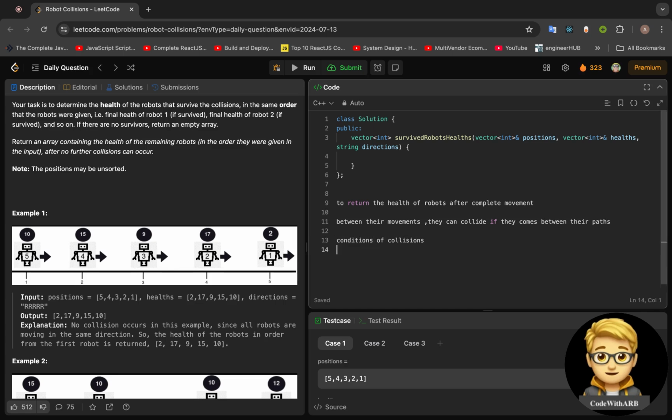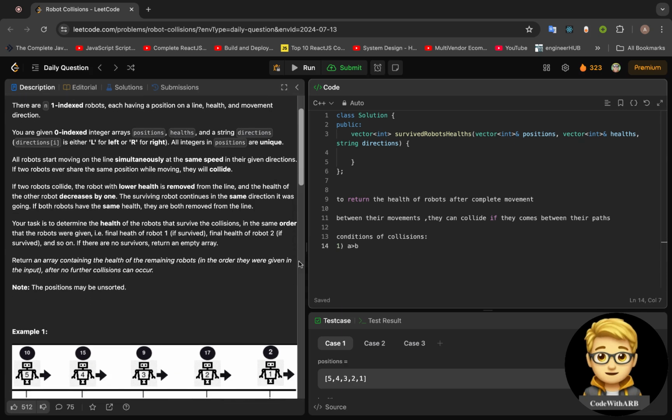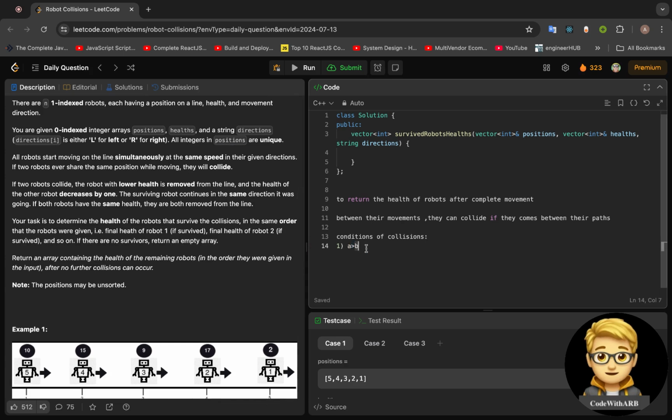What are the conditions of collisions? The first condition is that if they collide, the lower health robot is removed from the line. It means if a's health is less than b's, then a will be removed and b's health will be decreased by 1. Let's take them as first and second: if the first has lower health, the first is removed and the health of the second will be decreased by 1. That's the condition given here.